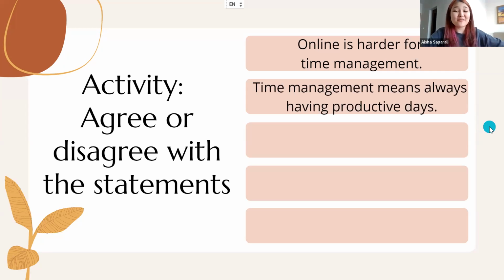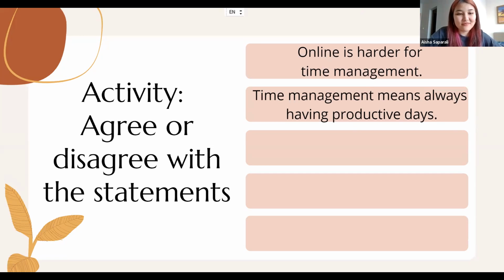Now we have another: time management means always having productive days. No, it's not. I disagree with it. Time management means to allocate your time optimally. So you do some productive stuff, you rest some days, and some days you have time to look at your wall and do nothing for the whole day. It's about how to preserve your mental health and meanwhile do all the necessary stuff that you need to do.